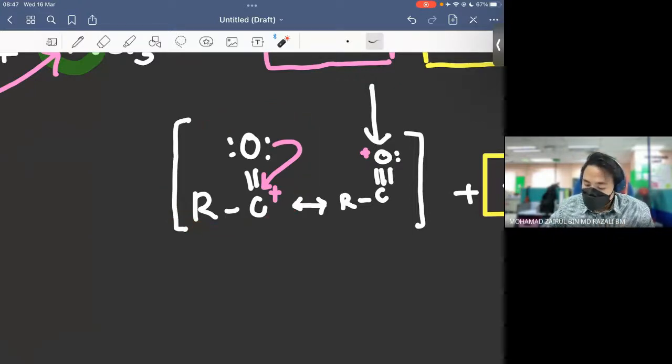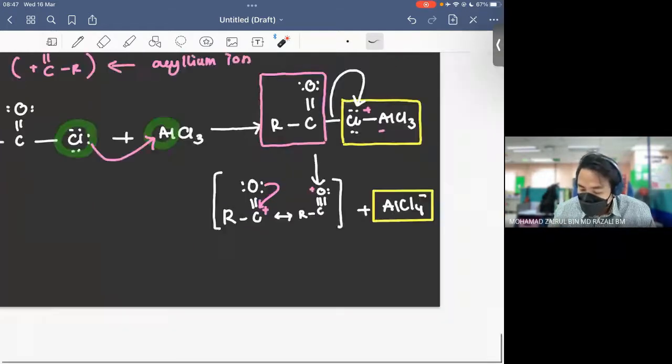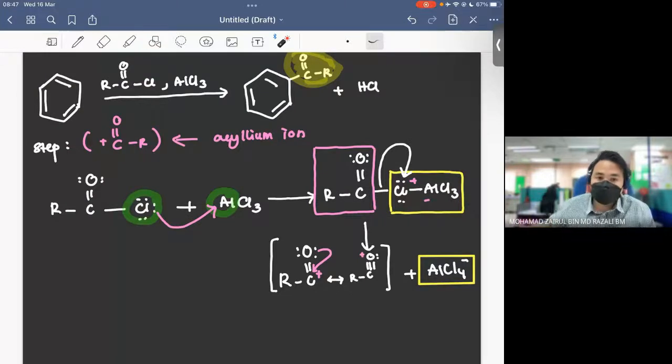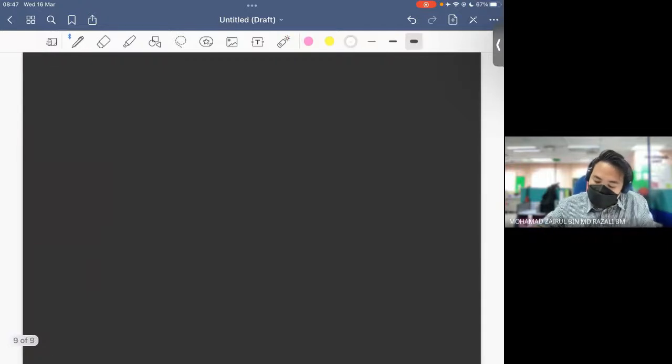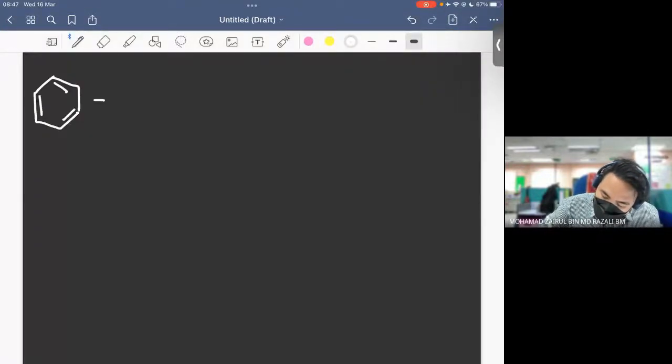So sekarang ini electrophile kita, kita dah hasilkan electrophile yang kita nak. So kita pergi dekat step kedua. Step kedua tadi apa? Siapa ingat step kedua? Nucleophilic attack, yes betul. Benzin akan attack electrophile tu. So benzin. Okay, ni benzin. Dia attack electrophile yang kita dah hasilkan tadi.